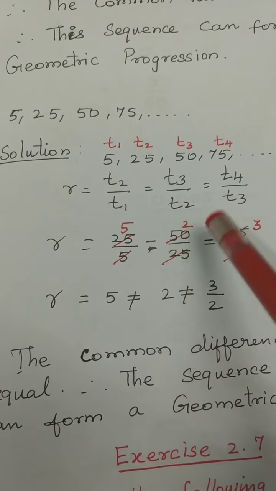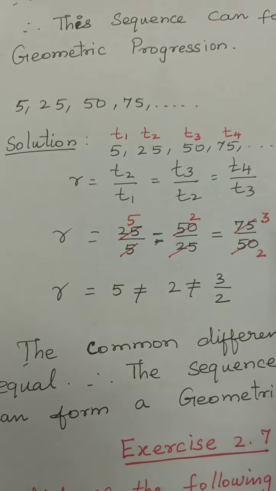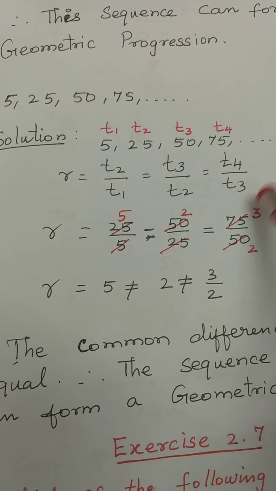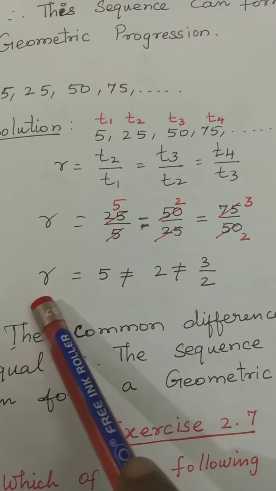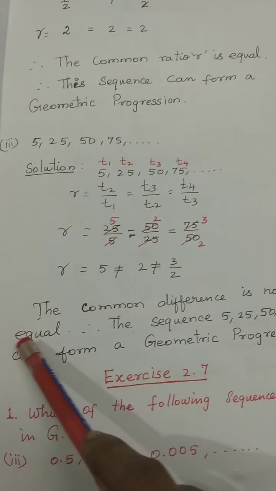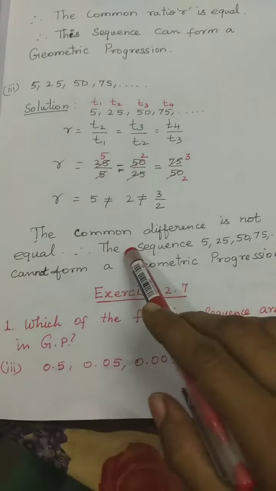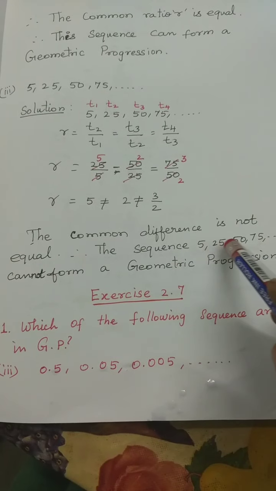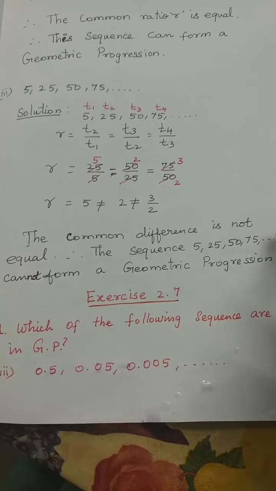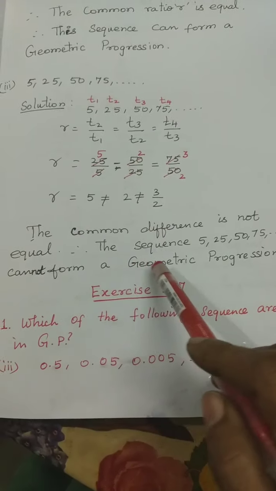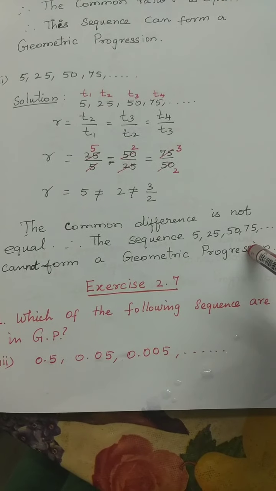Then 25 twos are 50. Here 25 threes are 75 and 25 twos are 50. Here the common ratios are not equal. The sequence 5, 25, 50, 75 and so on cannot form a geometric progression.